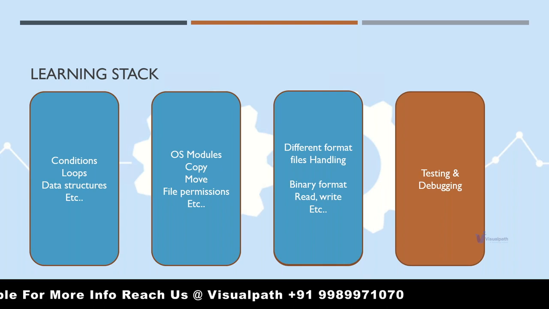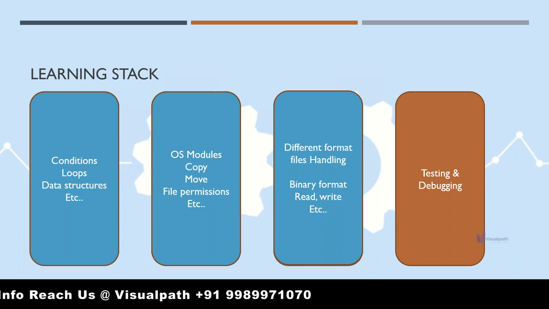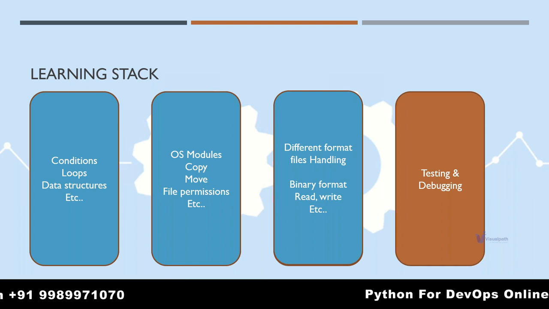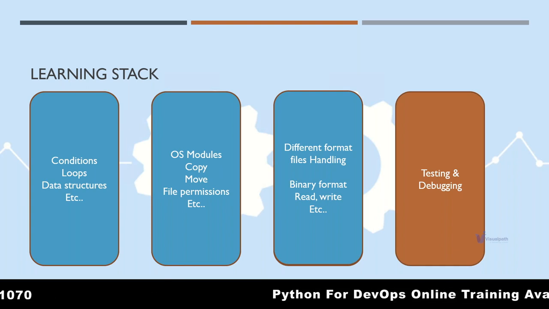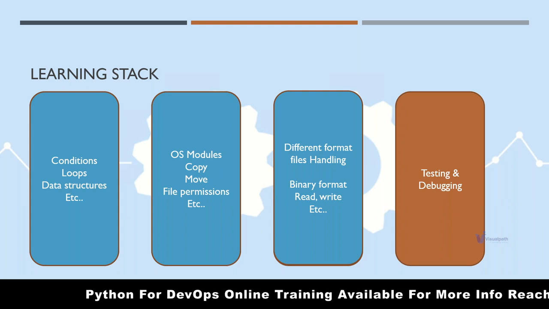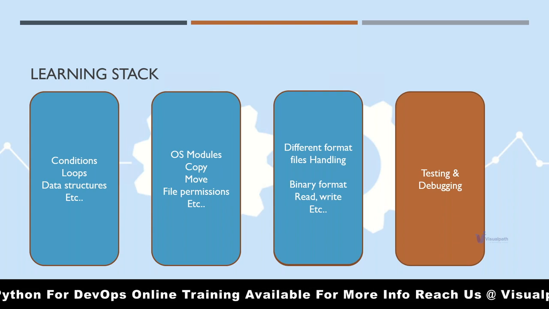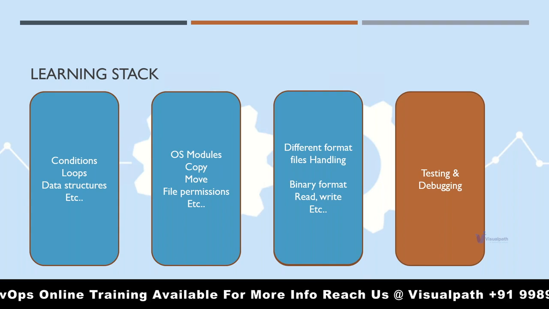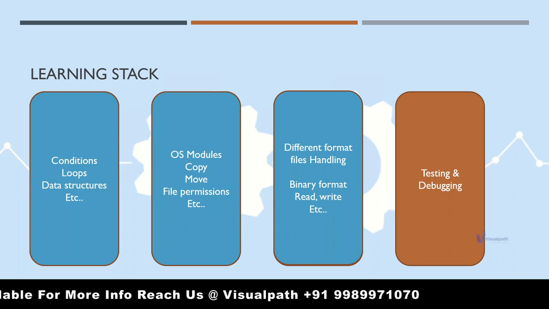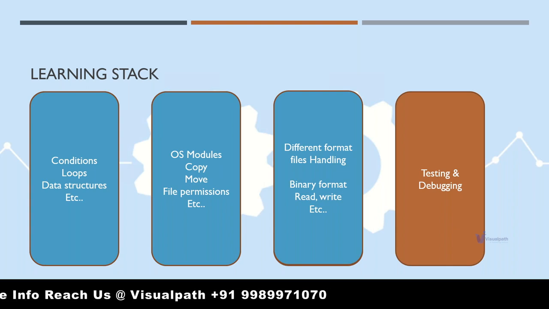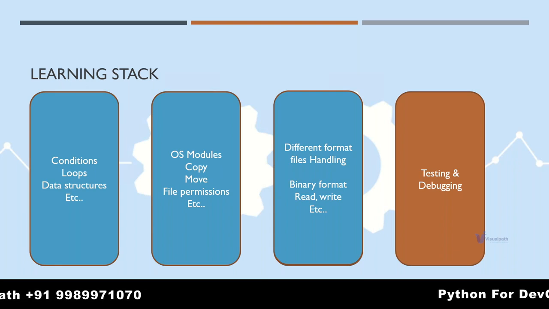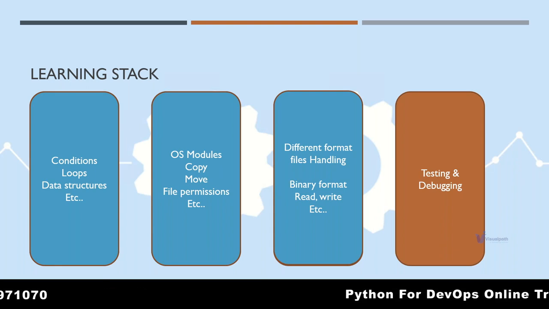Apart from this, we will be studying how inheritance works in Python and how to write readable code. Then testing and debugging, and another important thing is how to write unit tests and how to mock your modules. So all that we will be learning first. We will start with Python and cover all the important concepts of Python. Then we will be moving to the next part, the DevOps tools.